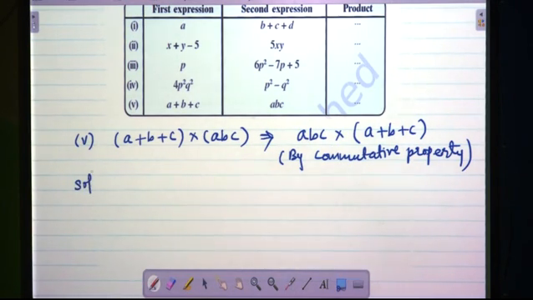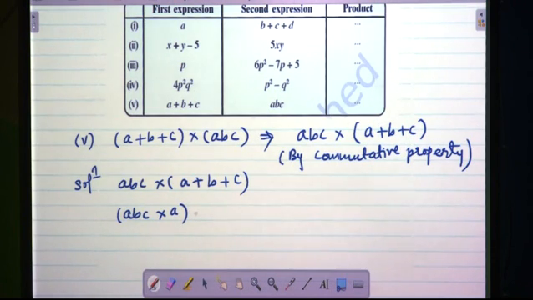Solution: abc in bracket a plus b plus c. Next step, abc multiplied to a plus sign in between. abc is having positive sign, that is plus, and in the bracket all the terms are positive. So, in between it will become plus abc into b plus abc into c.